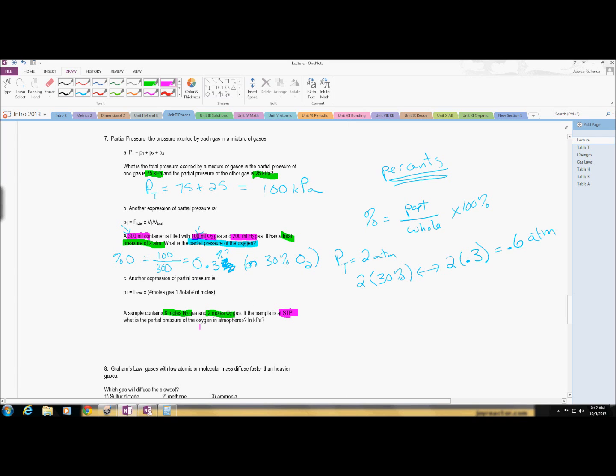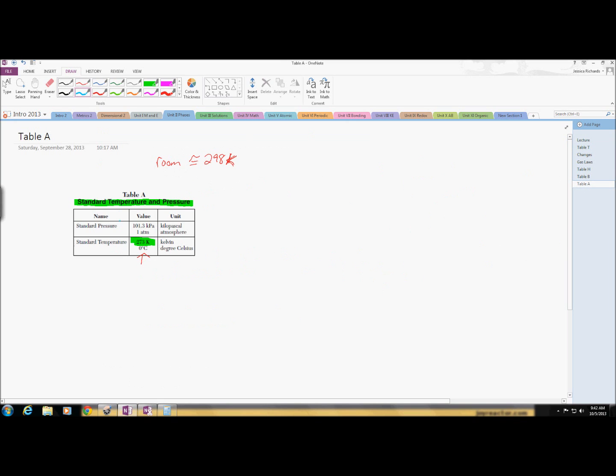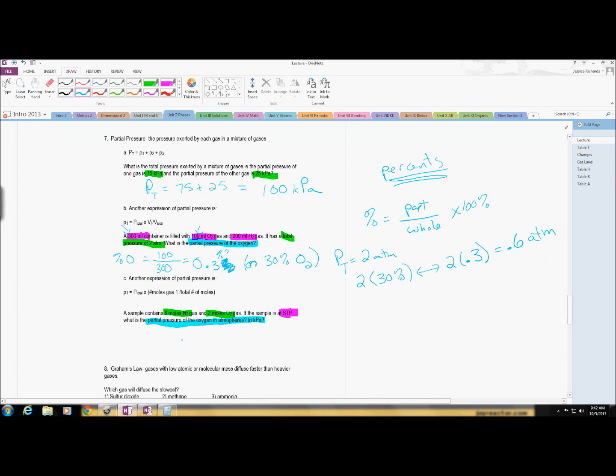They want to know the partial pressure of the oxygen in atmospheres and in kPa. So our first step might be to figure out the original total pressure in atmospheres and in kPa. STP on Table A: here's our pressures, 101.3 kPa, 1 atmosphere. That's our standard pressure. So total pressure is going to be either 101.3 kPa or 1 atmosphere.